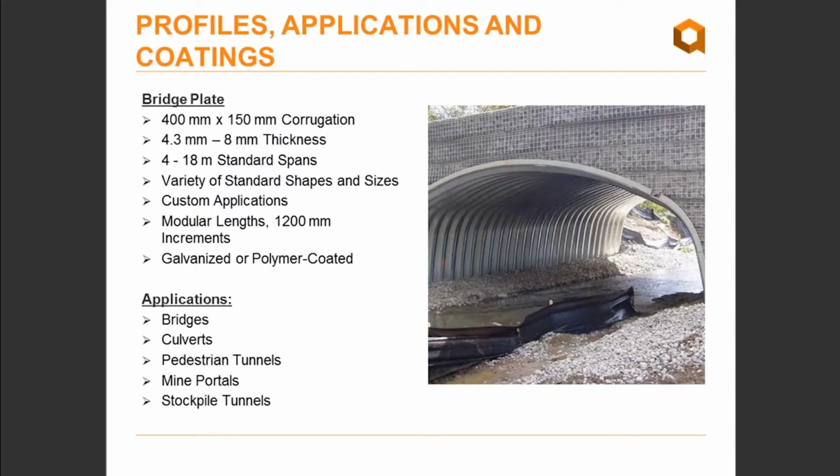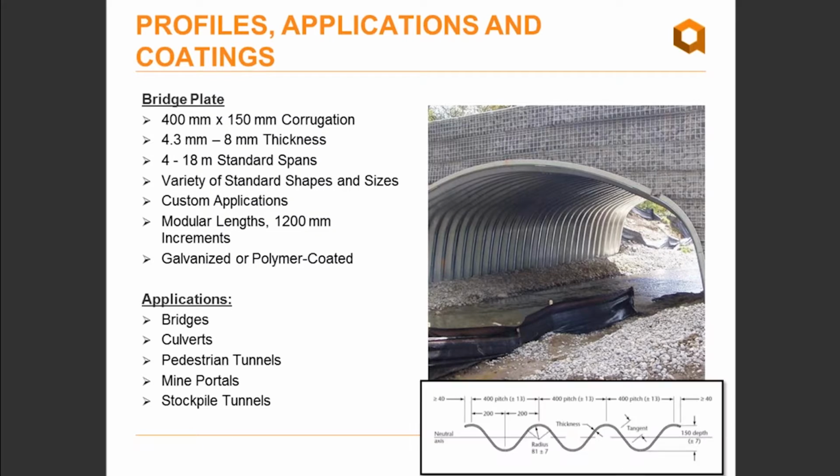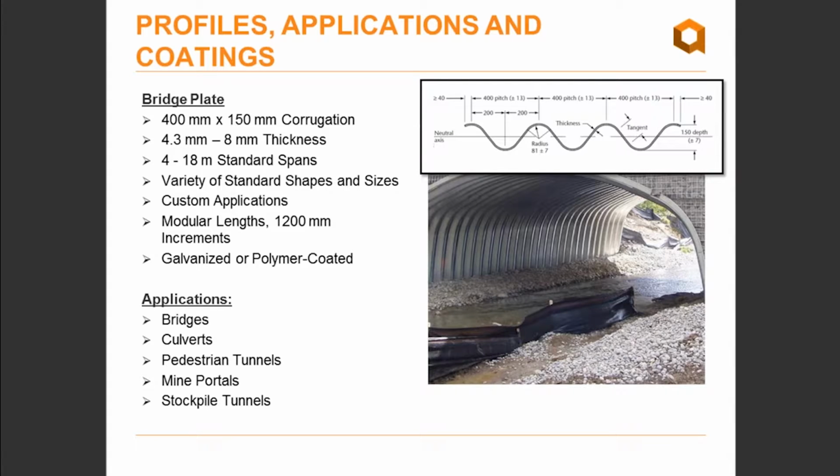The bridge plate product was developed in the late 90s, and it's a true metric corrugation. The profile here measures 400 millimeters crest to crest, and the depth of the corrugation is 150 millimeters deep. This, as you can imagine, is a much stiffer section, and as such can be used to construct much larger spans without the need for any special features, which would otherwise be required in the multiplate corrugation. And similar to multiplate, bridge plate is also available in 5 different thicknesses, ranging from 4 mil all the way up to 8 millimeters.